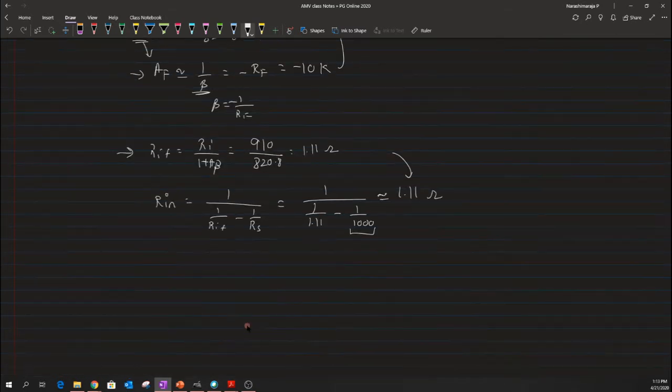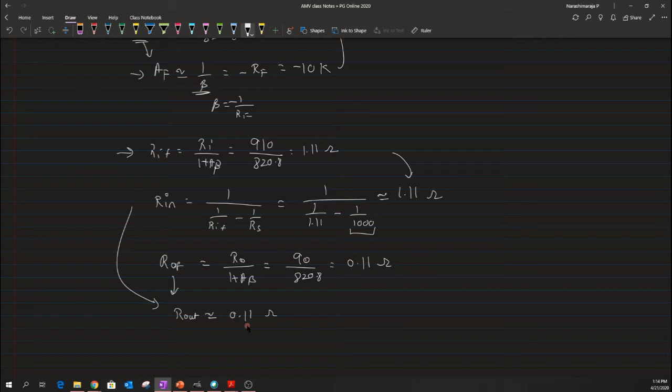Okay, so now the final expression for ROF can be written as RO divided by 1 plus A beta, which is 90 divided by 820.8. So that should give us this quantity, and the value of R out typically has the same sort of expression, and we finally get a value which is almost closer to the value of ROF.